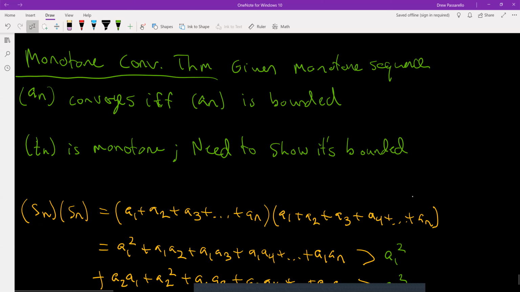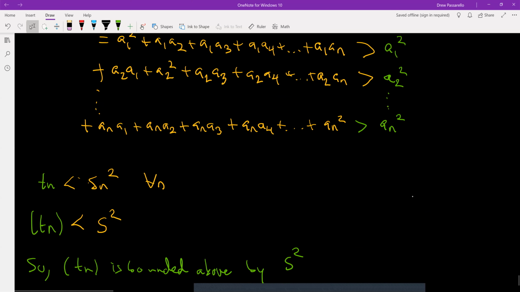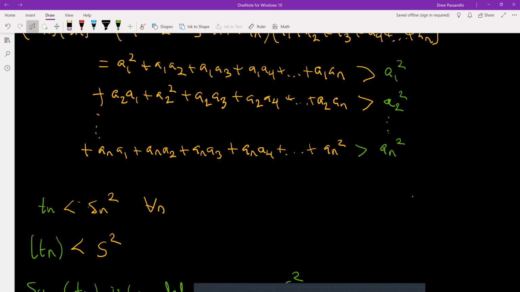Right, so each partial sum Tn is bounded above by the nth partial sum Sn squared, where S is the limit of the sequence Sn. And so when you take the limit of Sn, that becomes S squared. So our sequence Tn is going to be bounded above by S squared.